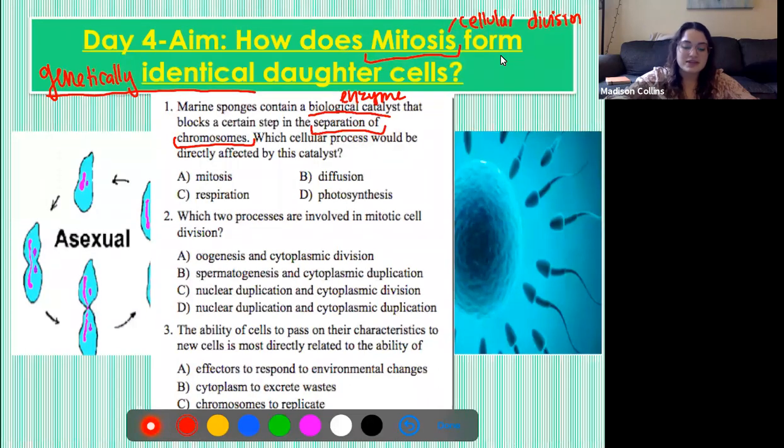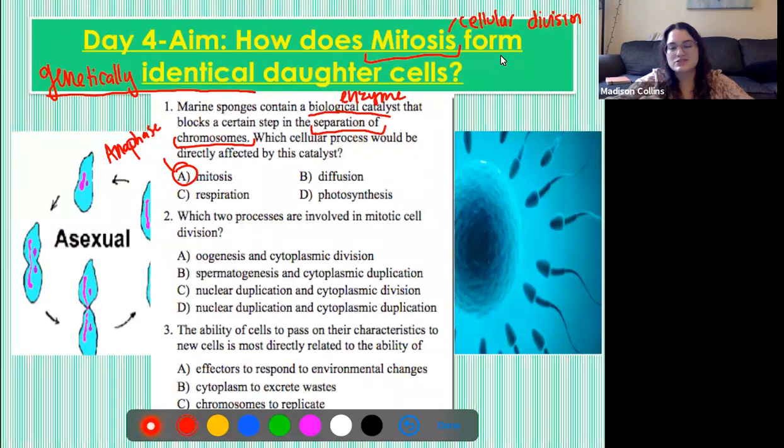Well, the answer here is going to be A, mitosis, because remember, in mitosis, in order to form those two genetically identical daughter cells, we have to duplicate and then separate those chromosomes to make sure that each cell gets the same set, or the full amount of chromosomes. And specifically, it's going to be blocking the step called anaphase, where those chromosomes actually split and are pulled apart.